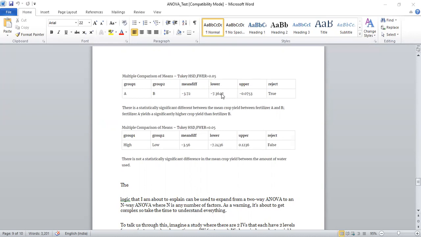Out of 100 times, if 95 times this difference is likely to lie within this lower bound and upper bound. And if one of them is equal to 0, in this second case here, look, minus 7.2436 is your lower boundary and upper is 0.1236. So here there exists such difference in mean which is equal to 0. That is mu1 minus mu2 equal to 0.